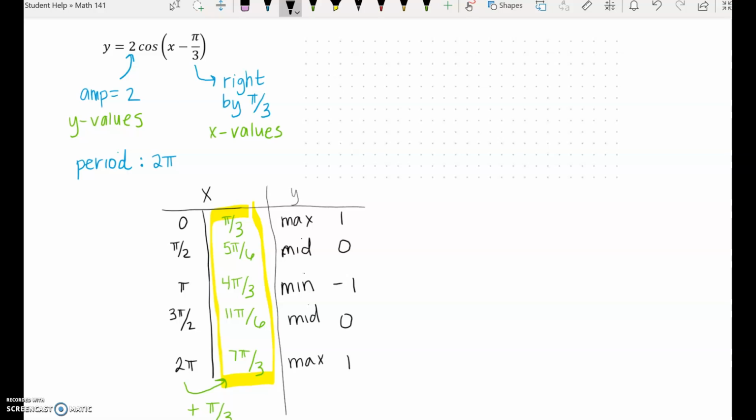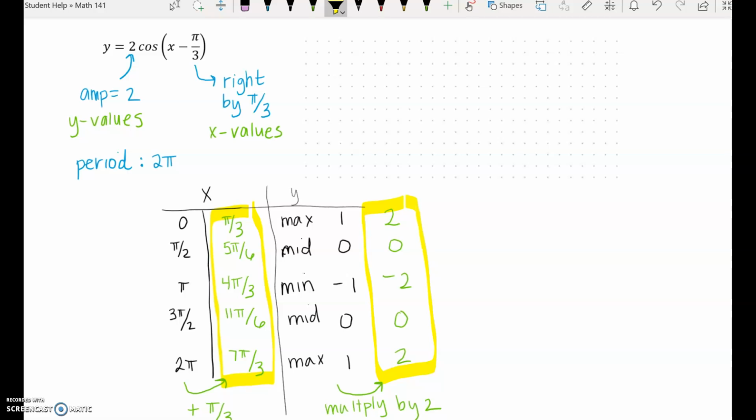But now what we'll do is we'll take that amplitude change into account, and we'll take each of these values and we're going to multiply by 2. So each of those values will change to 2, -2, and 2. Notice that the only thing that changed are the max and the min points. All of the midline points stay in the same location.